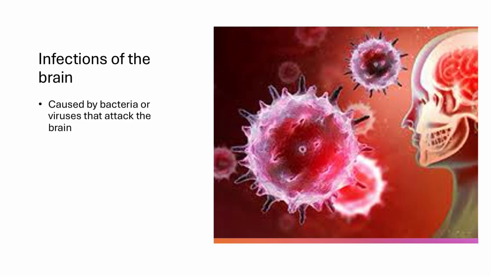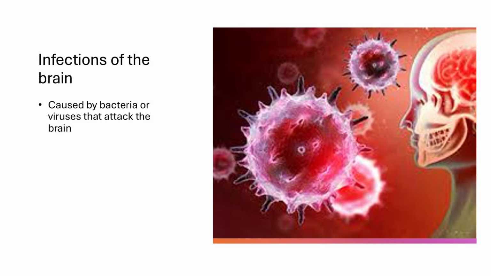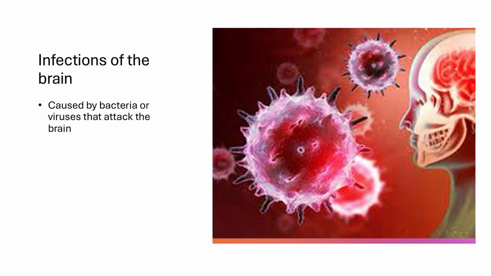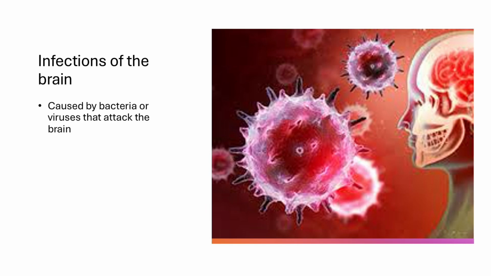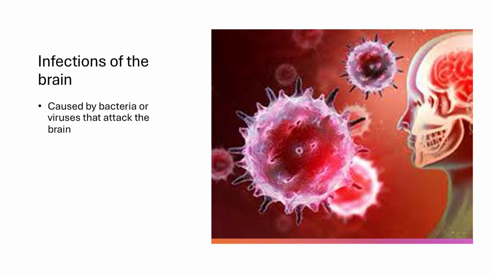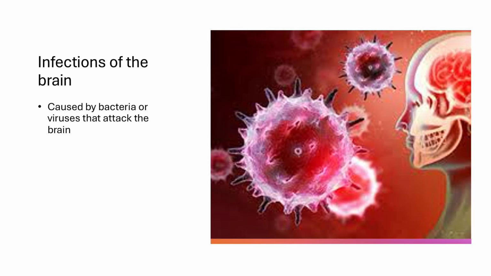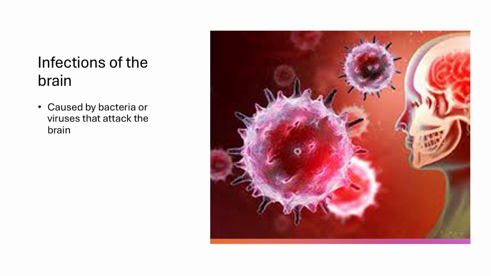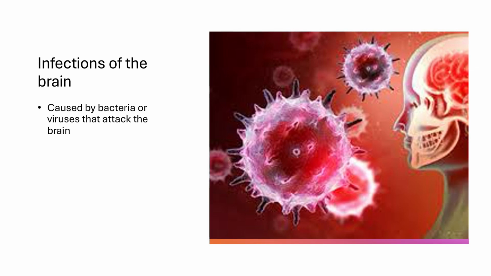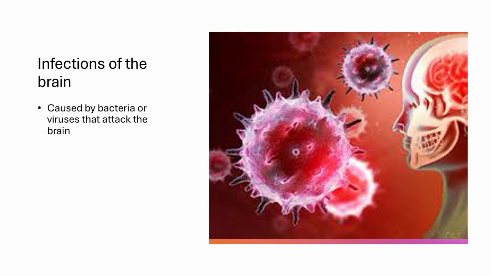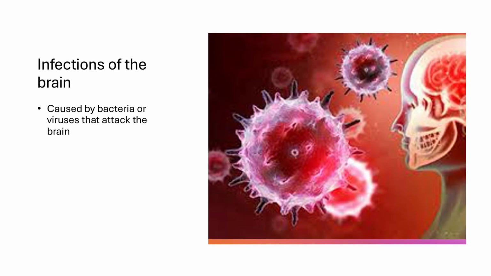Infections of the brain. What are brain infections? Diseases caused by bacteria or viruses that attack the brain. The common types are meningitis and encephalitis. Meningitis is an infection of the protective layer around the brain. Encephalitis is an infection that causes swelling in the brain. The effects of brain infections are fever, headaches, confusion, difficulty thinking, and seizures. In several cases, it can also be life threatening. These can be caused by germs which can enter the brain through the blood, injuries, or infection in any other part of the body.